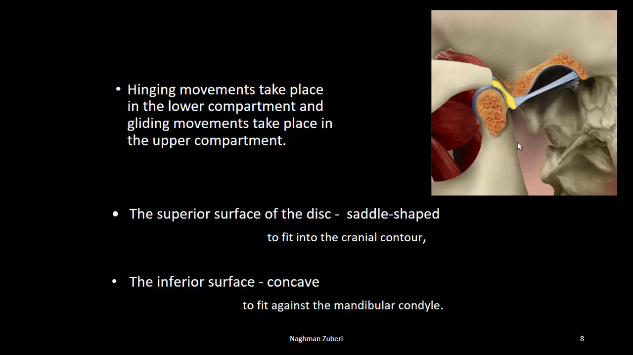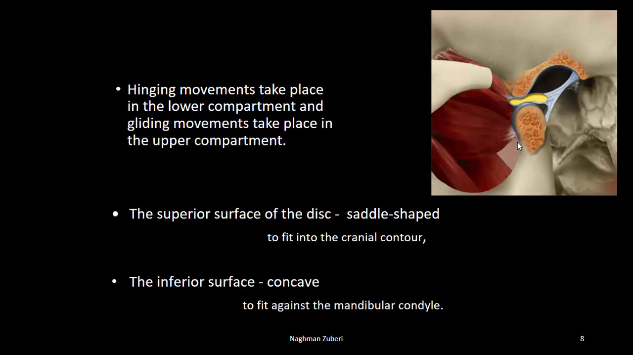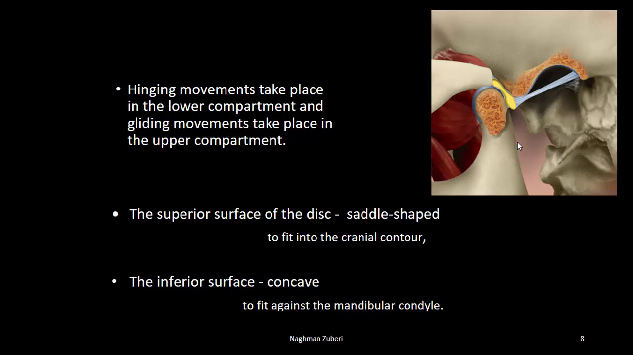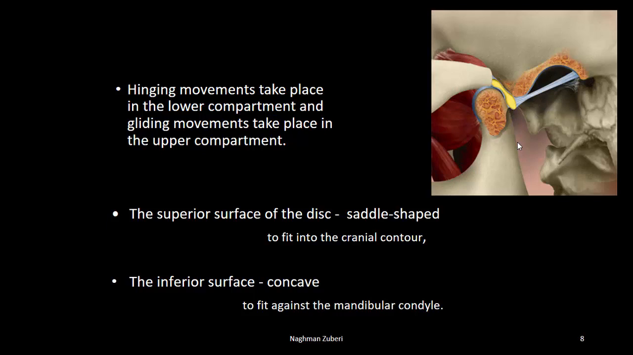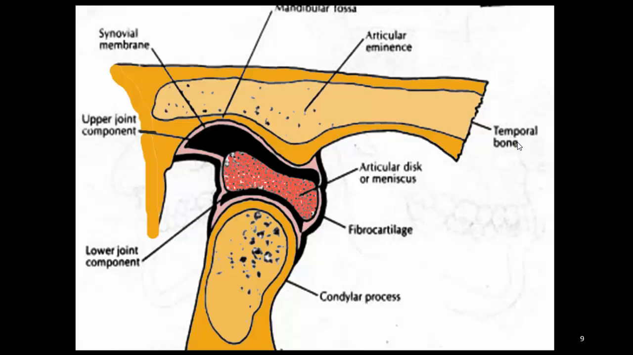The superior surface of the disc is saddle shaped so that it can be easily fitted in the cranial contour. And the inferior surface is concave so that the condyle can be fitted in it, or it could be fitting over the condyle. This is a schematic diagram over here we can see. This is the temporal bone. This is the articular eminence. We can see that this is the superior cavity, this is the inferior cavity, and this is the disc. This is the condylar head.